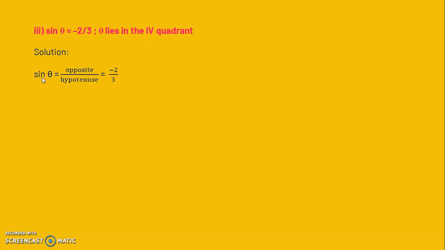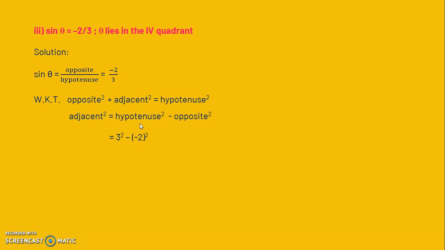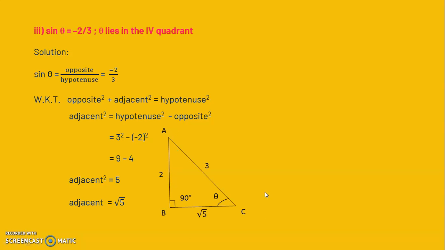Okay, so your sin theta is opposite by hypotenuse, that is minus 2 by 3, so that you can find out your adjacent here. That is, adjacent square is equal to hypotenuse square minus opposite square. Therefore 3 square minus 2 the whole square, 9 minus 4, and it is 5 here. So you can write your adjacent as square root of 5. So we can make a note on the triangle, that is your opposite as 2, your adjacent as root 5, and your hypotenuse as 3.